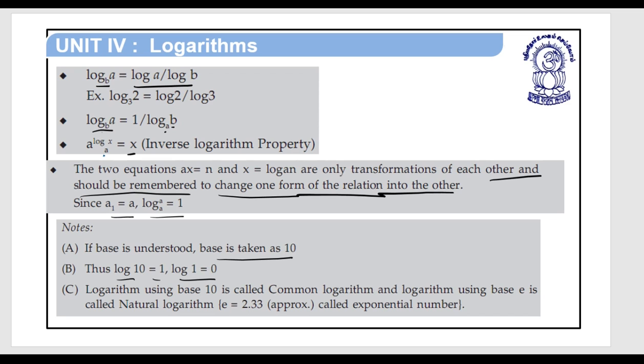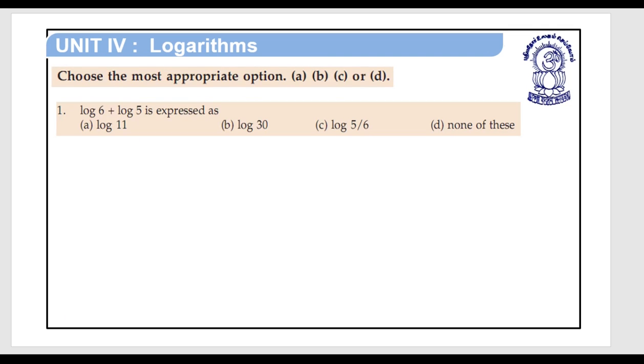Logarithm using base 10 is called common logarithm, and logarithm using base e is called natural logarithm, where e is approximately equal to 2.33, called the exponential number. Now, we will solve the questions based on logarithms.